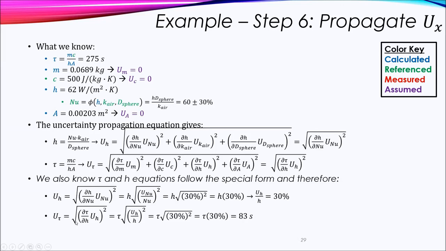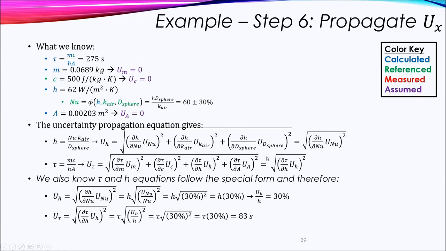For the time constant, same exact idea. We pull the time constant out, and then we've got a relative uncertainty of h, which we already know from up here is 30%. Plug that in, so now it's just 30% of tau. And so we get about 83 seconds.